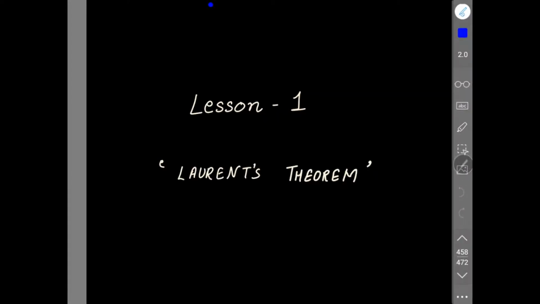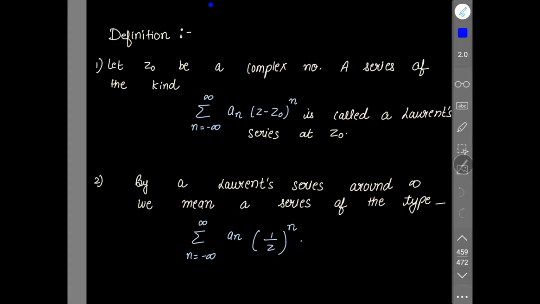Lesson 1. Laurent's theorem. First, we need to discuss the series, its definition, its regular part and the principal part. So, we are defining the series as follows: let Z0 be a complex number, a series of the kind summation n going from minus infinity to infinity a_n (z minus Z0) to the power n. This is called the Laurent series at Z0.